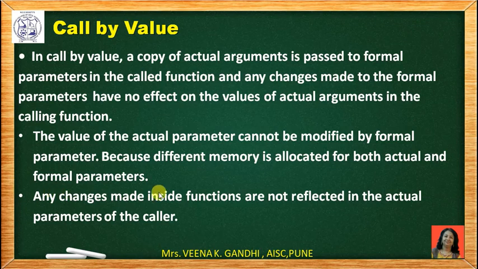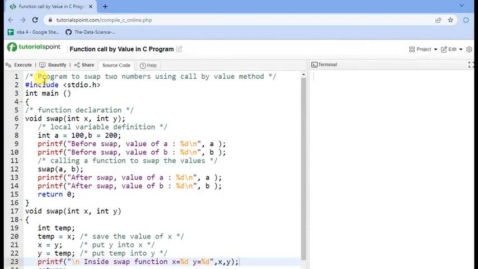So any changes made inside the called function are not reflected in the actual parameters of the calling function. Let us see an example of the call by value method. Suppose we want to swap the values of two numbers, then we will write the code for this.